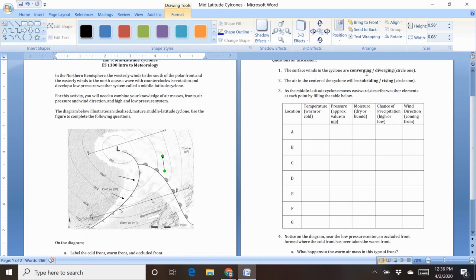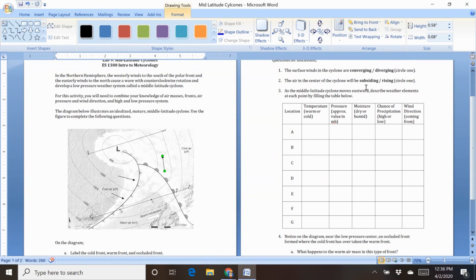So with the converging winds, because the winds are being kind of sucked into the low pressure, hence the low pressure here at the surface, these winds are coming together. So that would be able to help you answer this question. Circle or I guess underline, just make it obvious when you submit the lab.